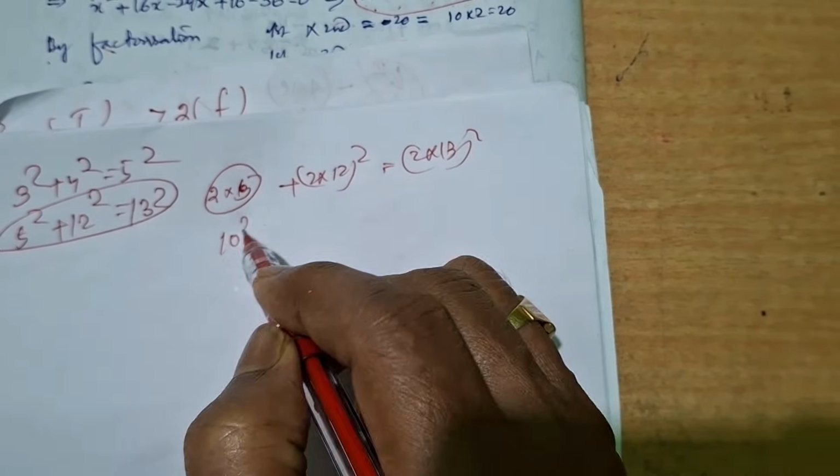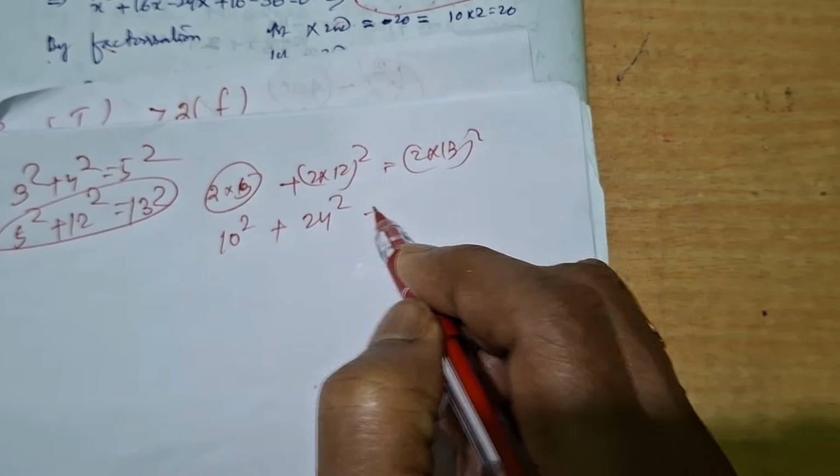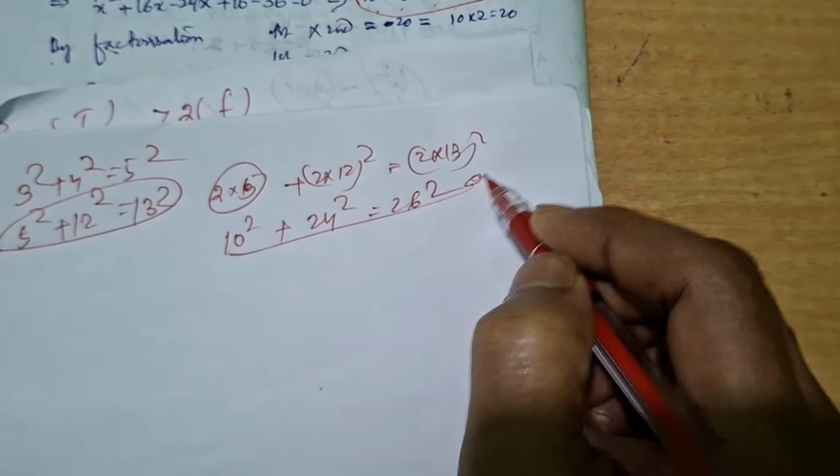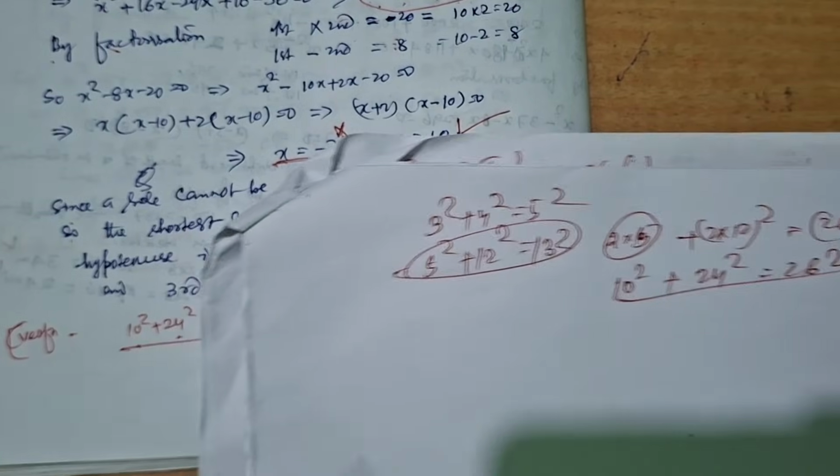So it is 10 square plus 24 square is equal to 26 square. Okay, the answer is correct. So our answer is correct.